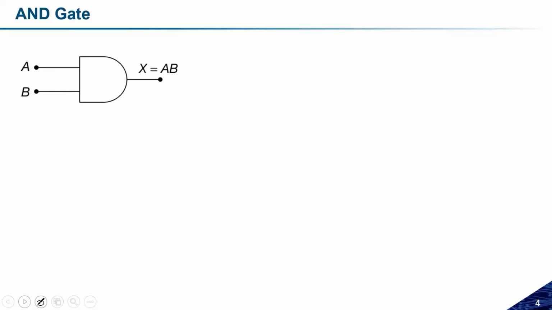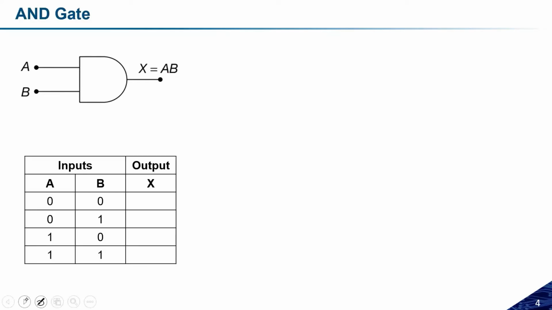The symbol of the AND gate is like this: if I have two inputs A and B, the output is the logical multiplication of both the inputs. In the four combinations for A and B, 0 0, 0 1, 1 0 and 1 1, the output will look like this: 0 into 0 will give you 0, 0 multiplied with 1 will give you logic 0, 1 multiplied with 0 will give you 0, and 1 into 1 will give you 1. So output will be high only if all the inputs are high.